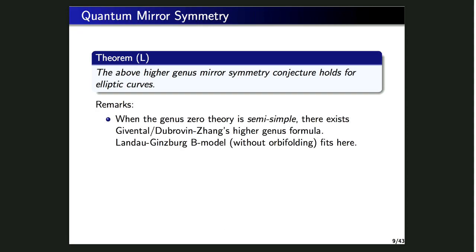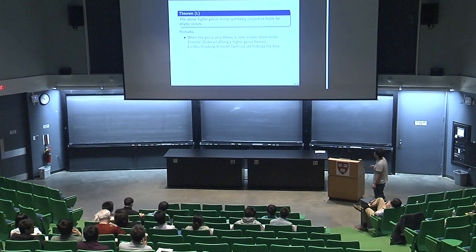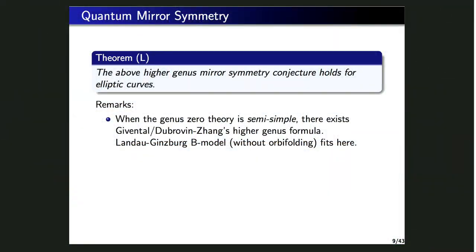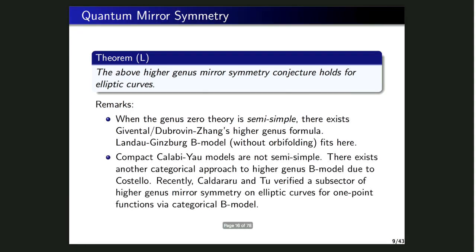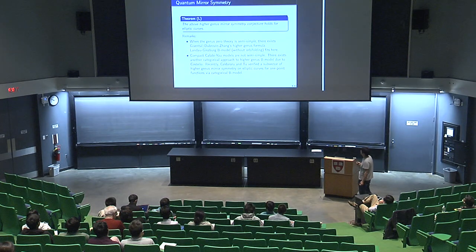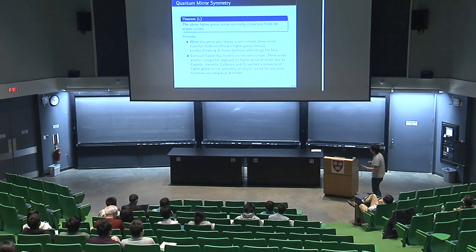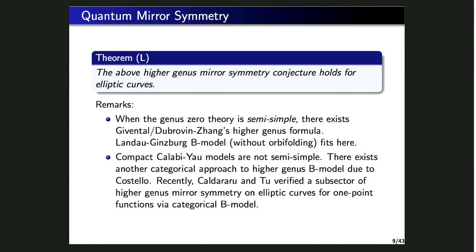Just a remark. When this genus zero theory is so-called semi-simple, there exists some other approach to this higher genus B model. For example, there's Givental and de Boer-Zhang's higher genus formula, and you can use this formula to do non-logarithm B model without OPE folding. If you work with compact Calabi-Yau, which is never semi-simple, you can also approach the B model from a so-called categorical way. This is mainly developed by Costello. And actually, recently, Kadar and Ruan too, they verified a subsector of this higher genus mirror symmetry on elliptic curves for the one-point function using this categorical B model. So these are some related works.